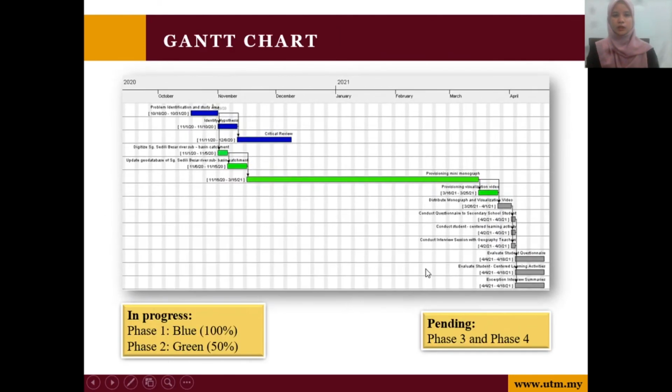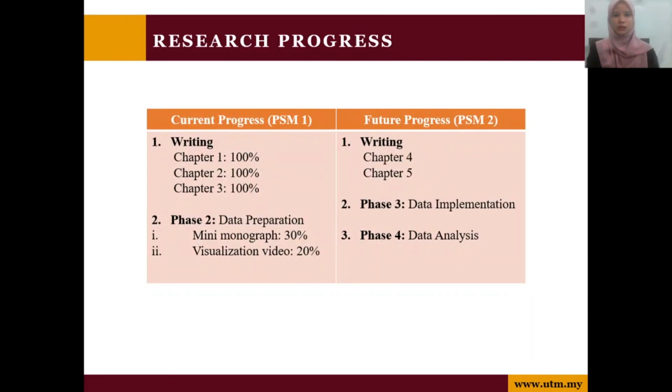This is the Gantt chart of my research study. The blue color indicates phase 1, green color indicates phase 2. The grey color in phase 3 and phase 4 is still pending. As can be seen in the table, research proposal writing from chapter 1, 2 and 3 has been done. Meanwhile, in phase 2, for the provisioning of the mini monograph, only 30% has been done and the visualization video only 20%.